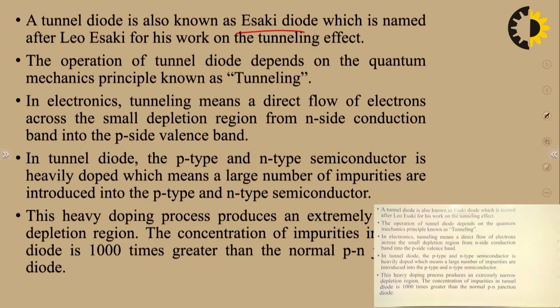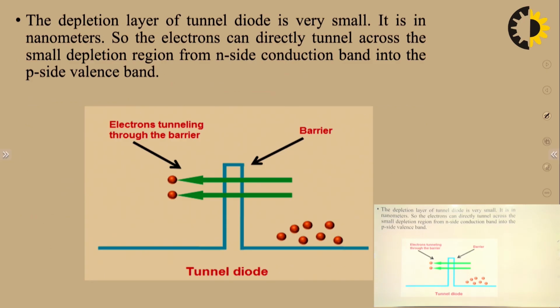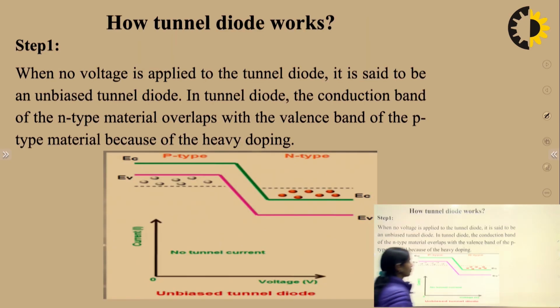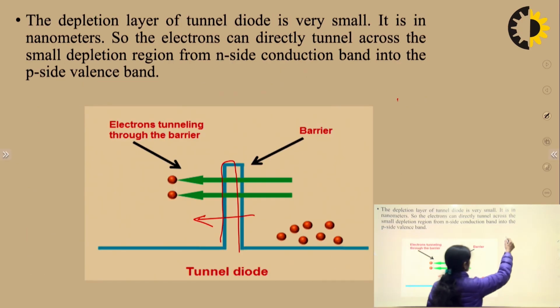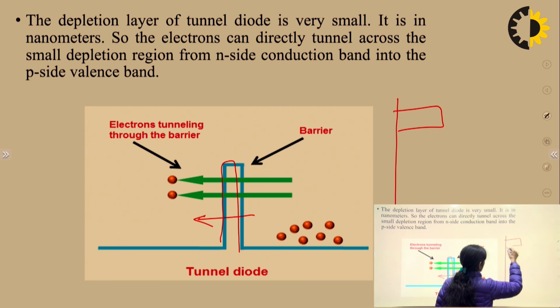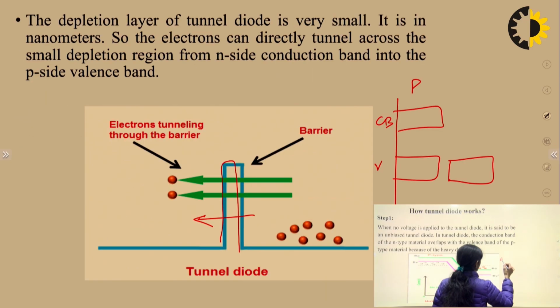It is also known as the Esaki diode, and it depends on the tunneling effect. The basic principle is the tunneling phenomenon, and in this the depletion layer is very thin or narrow, so that electrons can directly tunnel through the depletion layer. If we look at its PN junction diagram, we can see the P type and N type with the conduction band and valence band diagram like this.